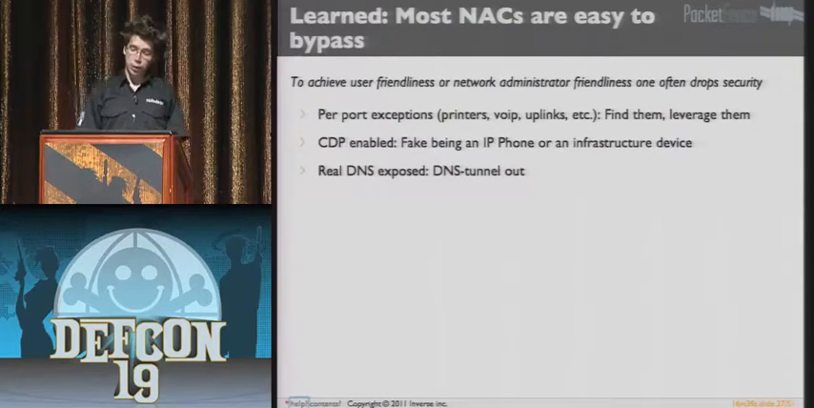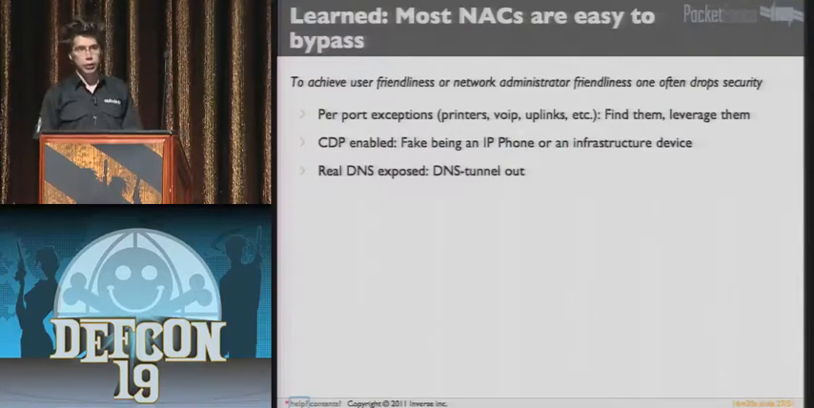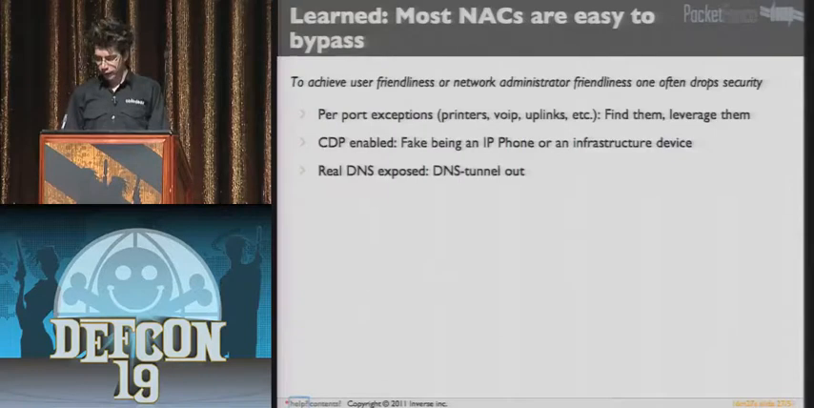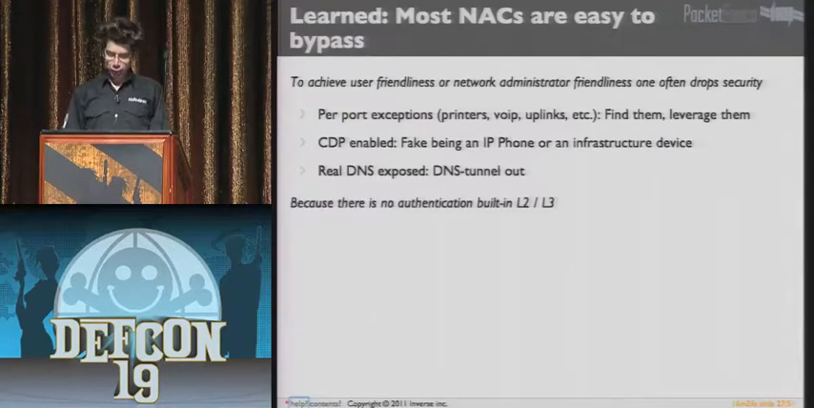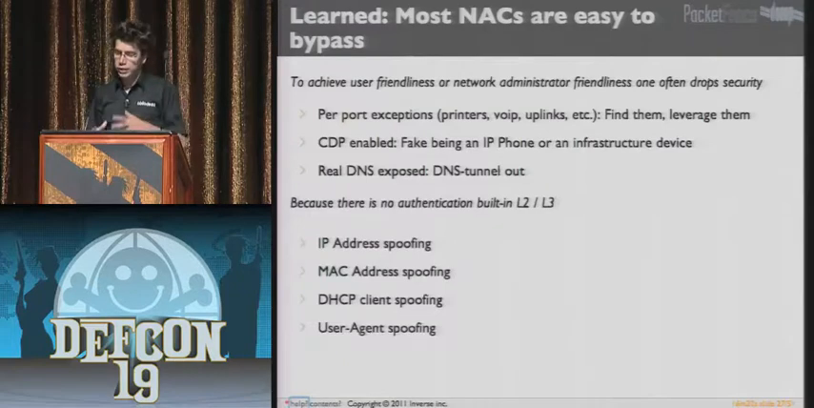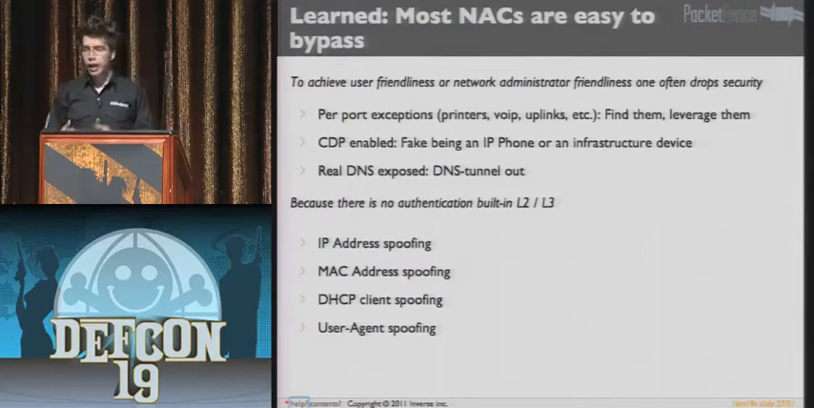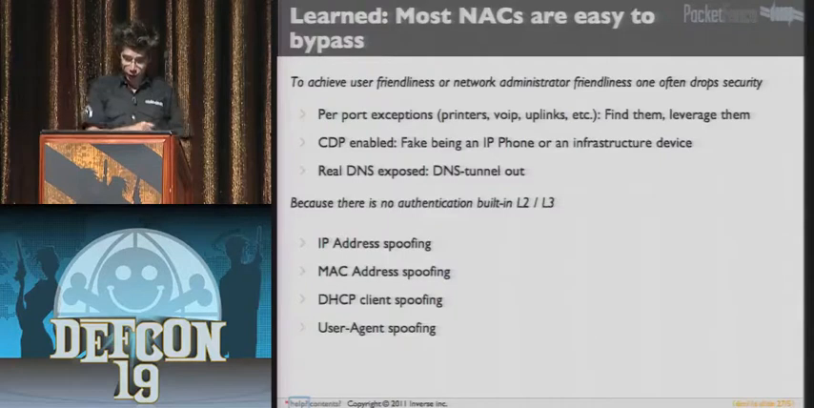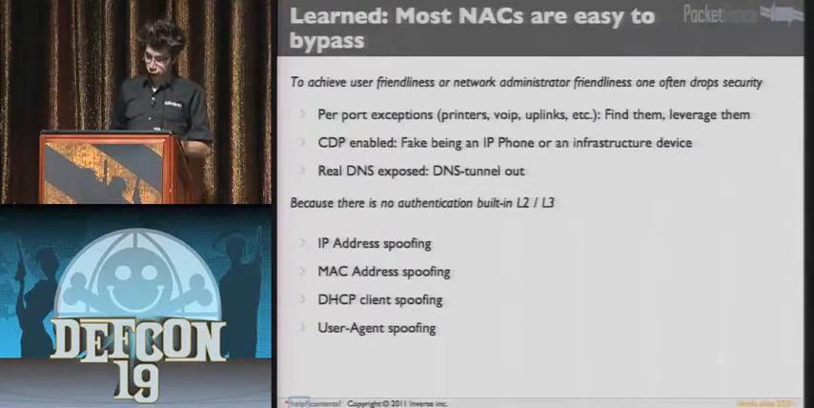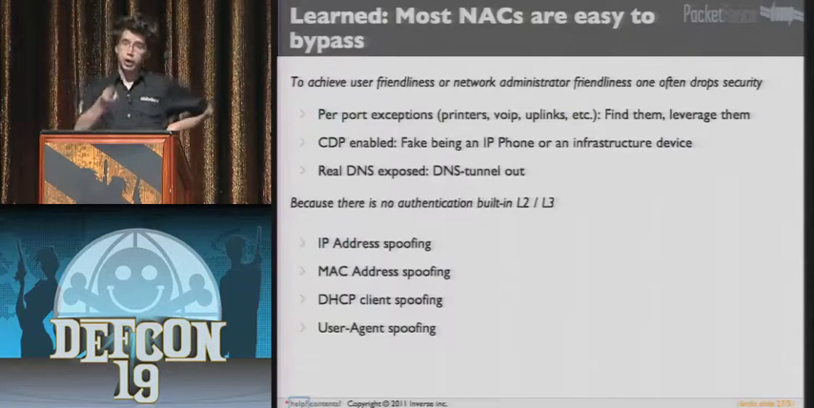Real DNS is exposed, so if your NAC solution is based on offering the internet DNS, there are a lot of tools to be able to tunnel TCP into DNS, so you can tunnel out. And because there is no authentication built into layer 2 or layer 3, if you're not doing 802.1x, everything can be hacked or spoofed. You can change your IP address, you can change your MAC address, you can change your DHCP client to be able to spoof the fingerprints I was talking about earlier.